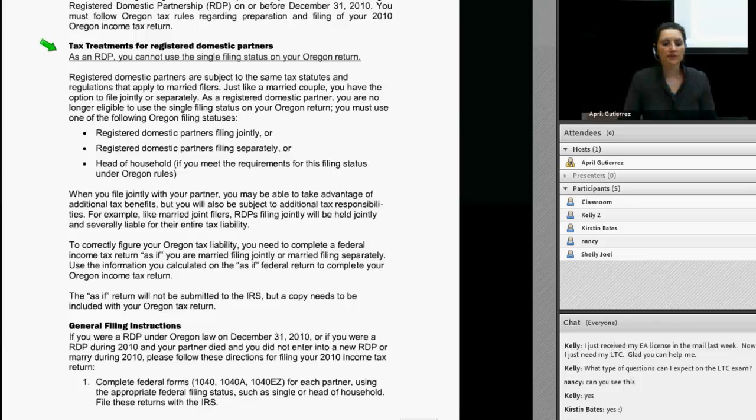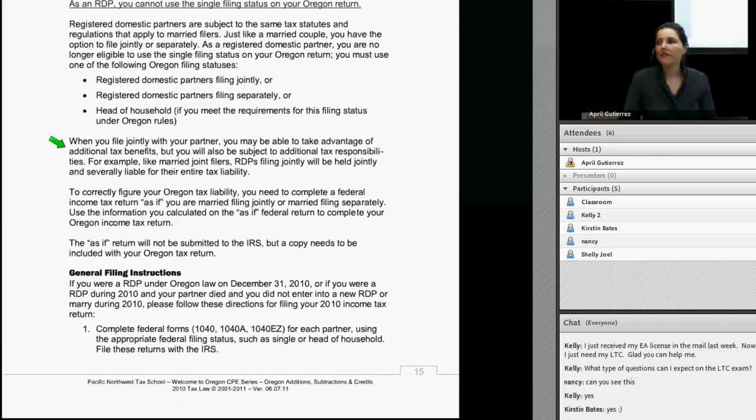As an RDP, you cannot use the single filing status on your Oregon return. Registered domestic partners are subject to the same tax statutes and regulations that apply to married filers. Just like a married couple, you have the option to file jointly or separately. As a registered domestic partner, you are no longer eligible to use the single filing status on your Oregon return. You must use one of the following Oregon filing statuses: registered domestic partners filing jointly, registered domestic partners filing separately, or head of household if you meet those requirements for that status under the Oregon rules.